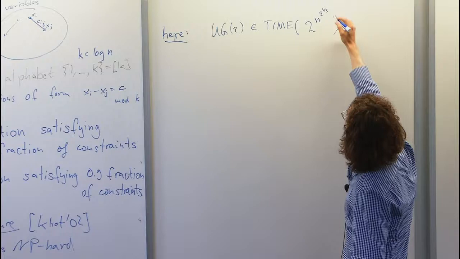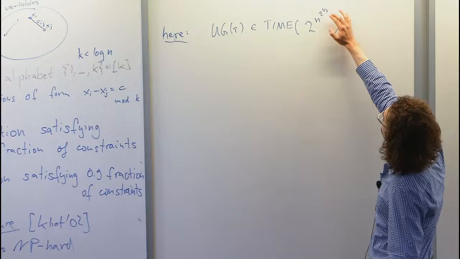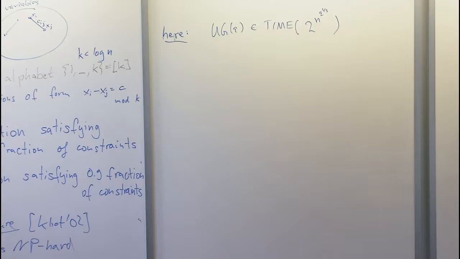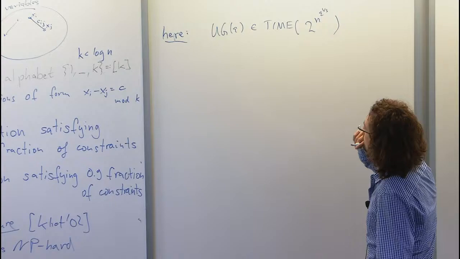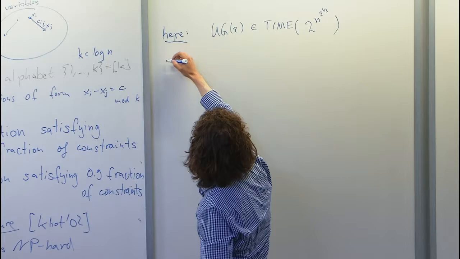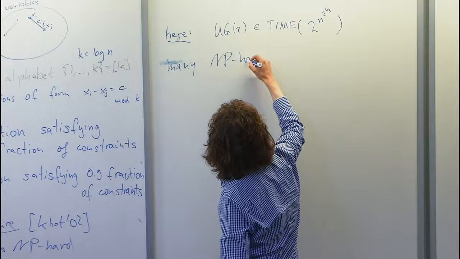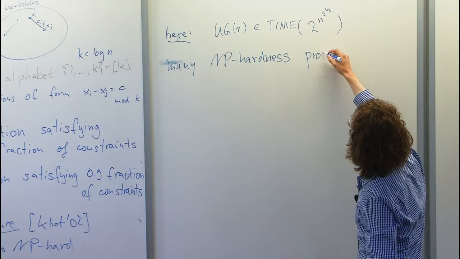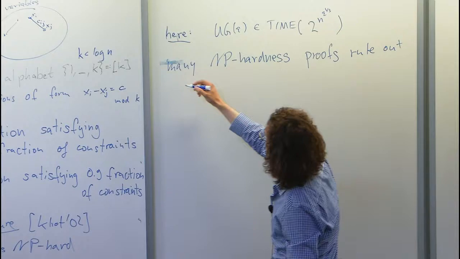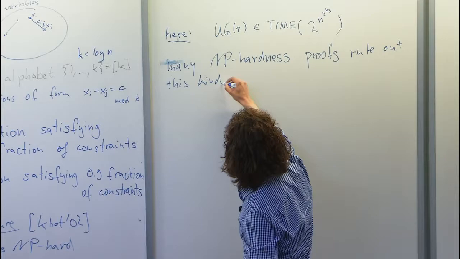That 1 third is important. The n to the epsilon aspect is the relevant part. How does it relate to the hardness lecture? It relates in the following sense: many hardness proofs rule out these kinds of algorithms, assuming something else.